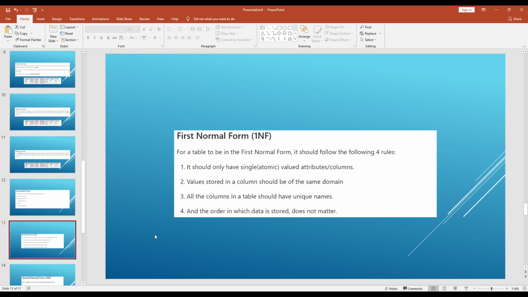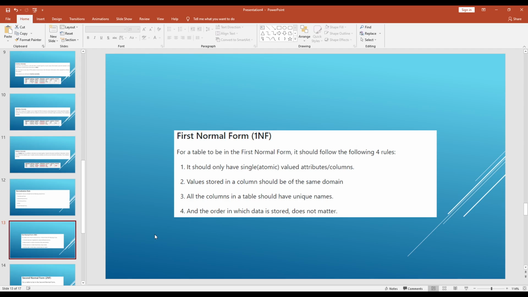First normal form is a property of a relation in a relational database. A relation is in the first normal form if and only if the domain of each attribute contains only atomic values, and the value of each attribute contains only a single value from the domain.